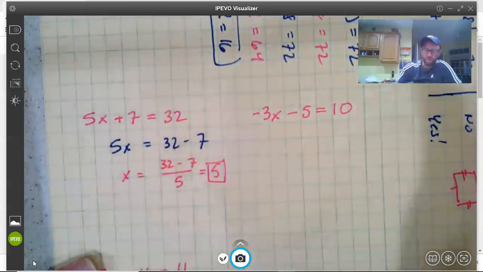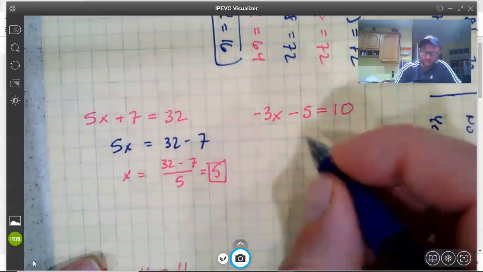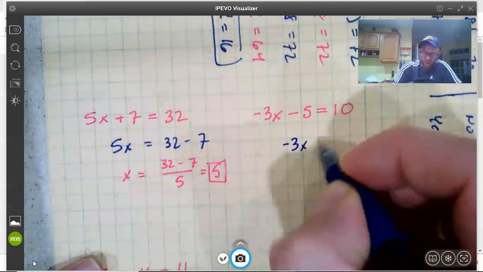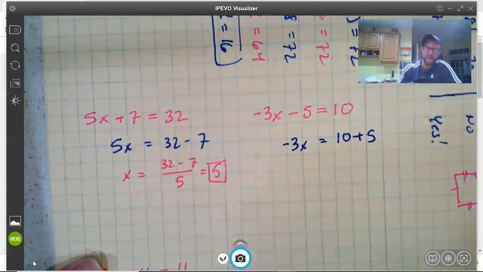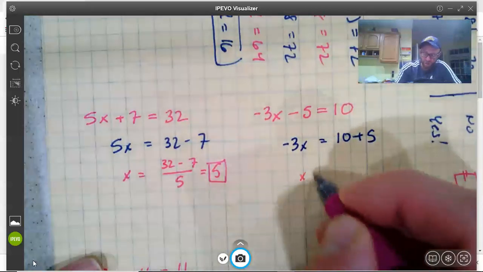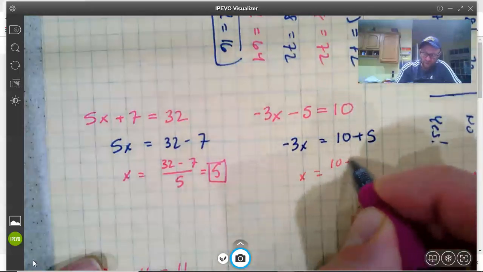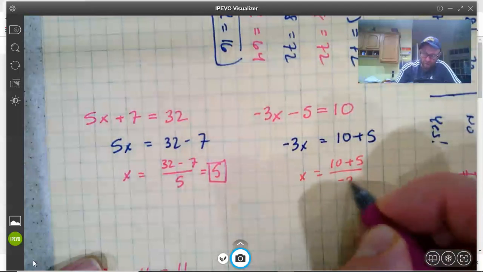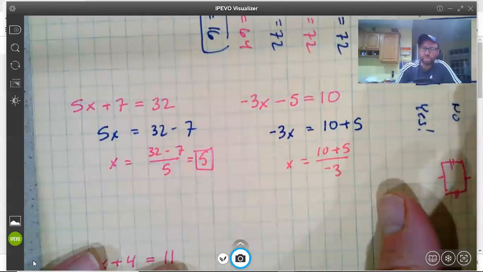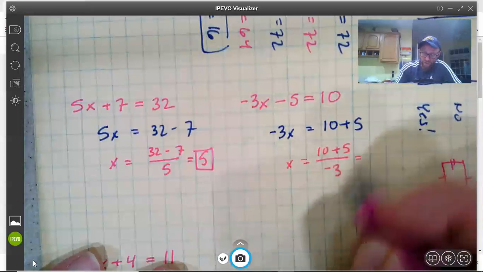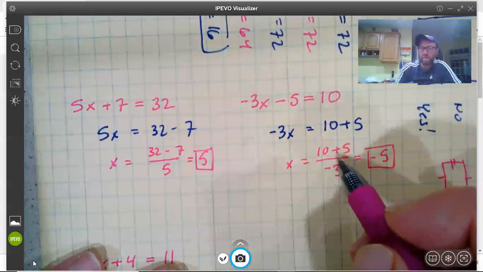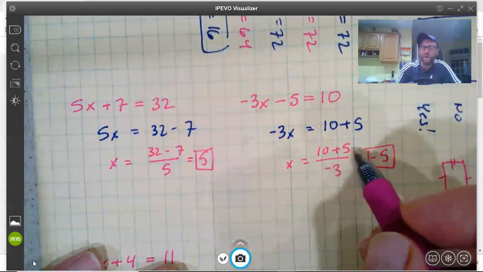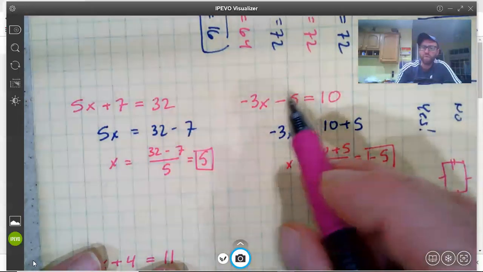Let's do another one. Here I'd want to add 5 to both sides first, so I'd get negative 3x equals 10 plus 5, and I need to divide by negative 3 on both sides to get x equals (10 plus 5) over negative 3, which equals 15 over negative 3, which is negative 5. But in this expression, you can kind of see where the 10 came from, where the 5 came from, where the 3 came from. They all came from this original setup here.